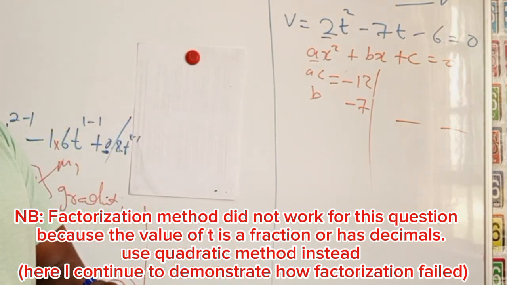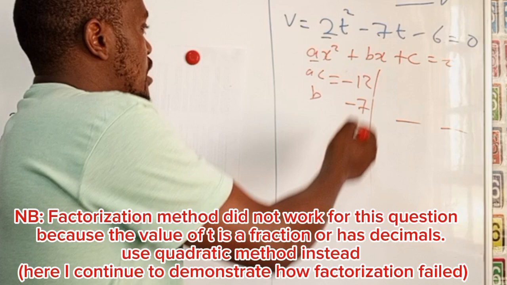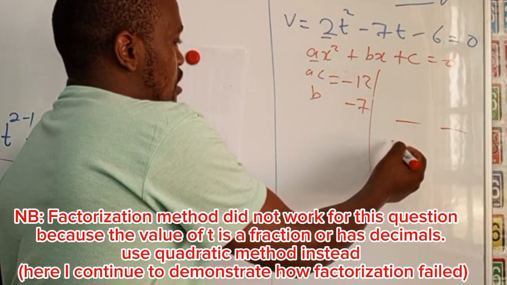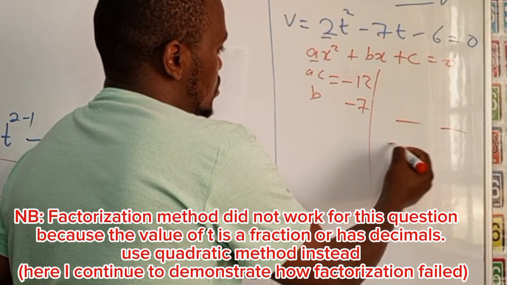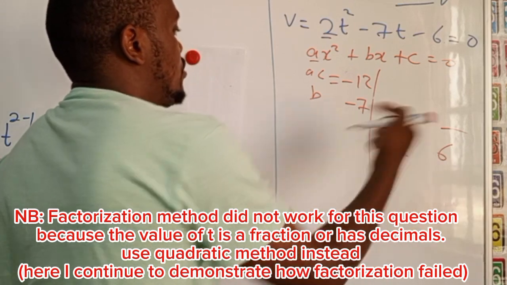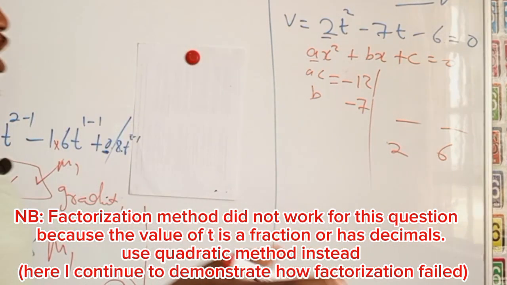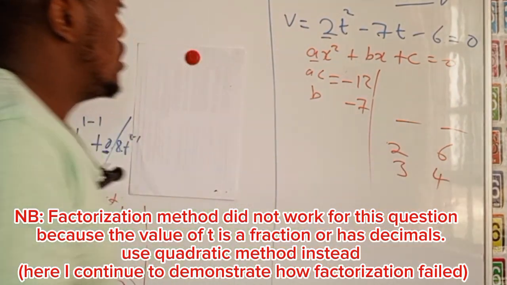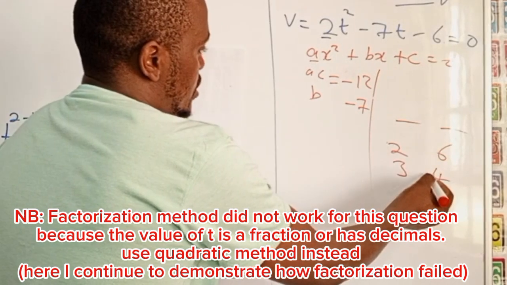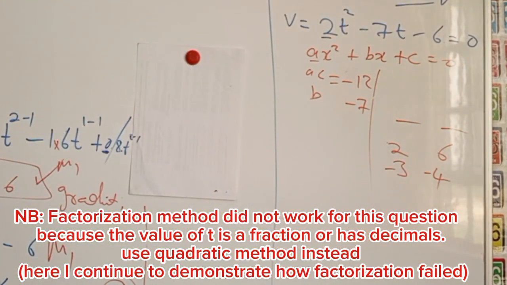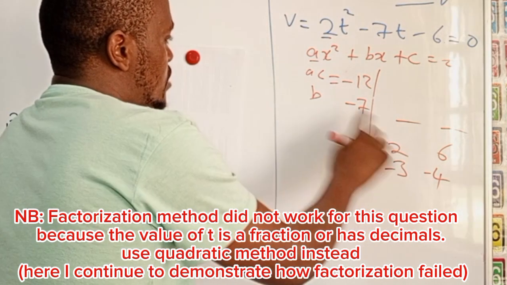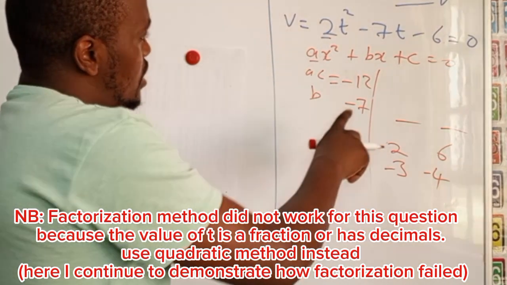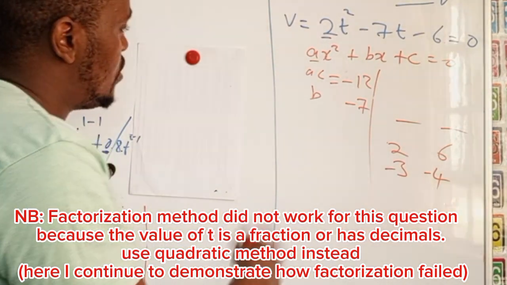What factors are those? You can have the multiples of this. Let's say you have 2 and 6. If you add them, they give you 8 or 4. What about 3 and 4? If both are negative, if you add them, they give you negative 7, but if you multiply them, they do not give you that. So there is no other factor.